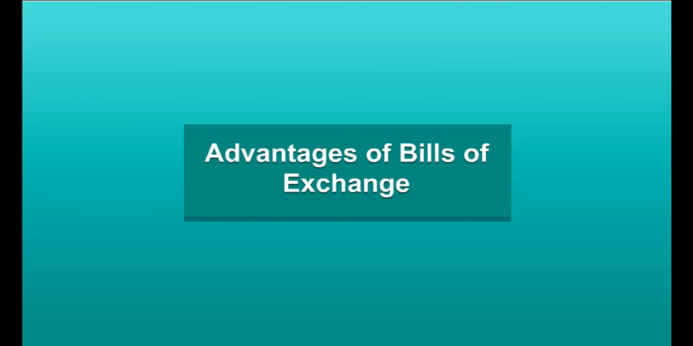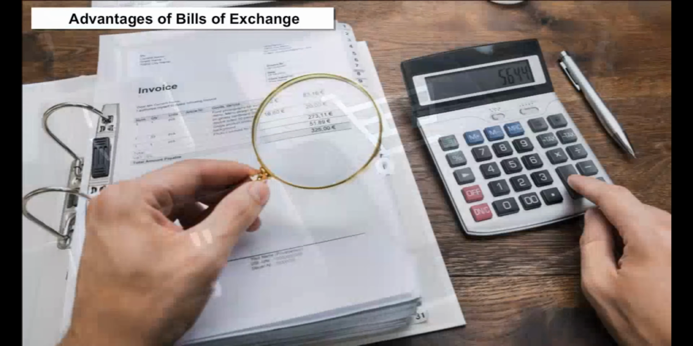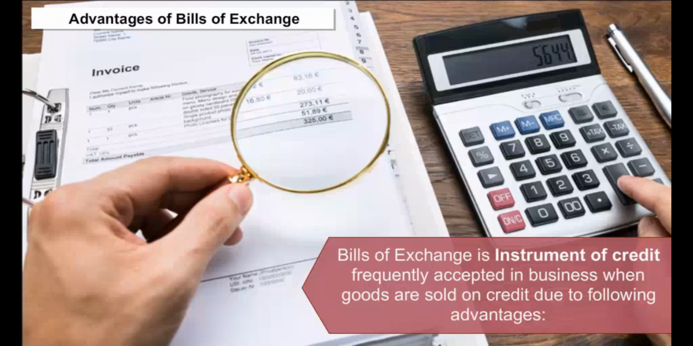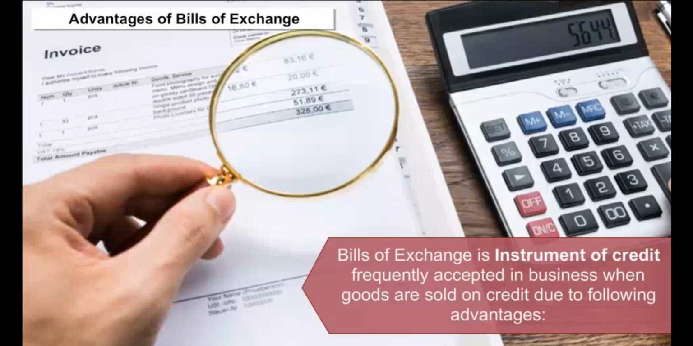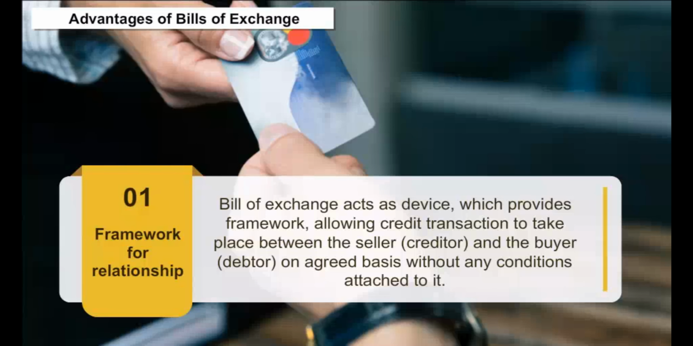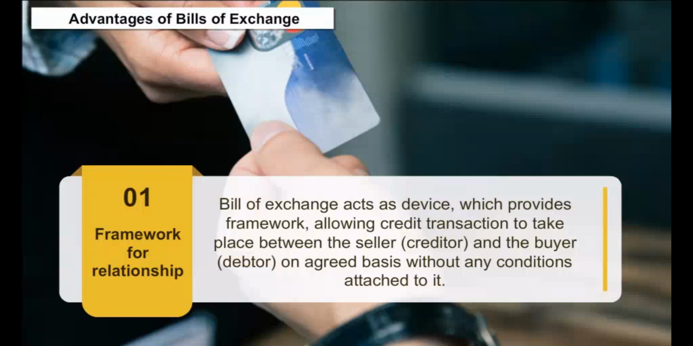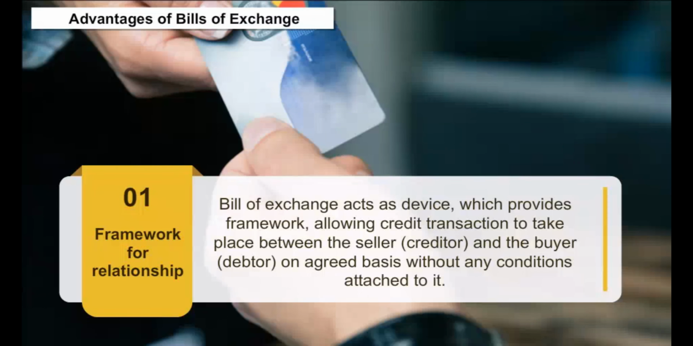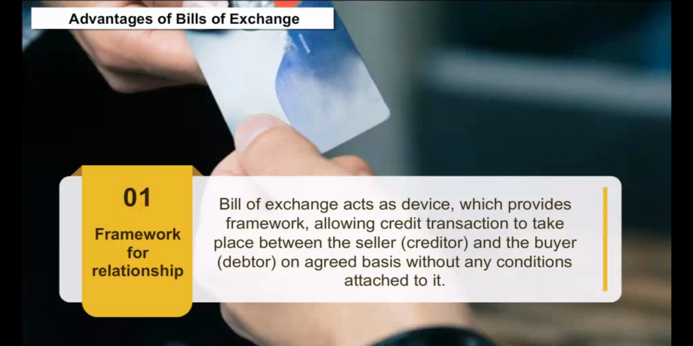Advantages of bills of exchange. Bills of exchange is an instrument of credit frequently accepted in businesses when goods are sold on credit due to the following advantages. One, framework for relationship. A bill of exchange acts as a device which provides a framework allowing credit transactions to take place between the seller, that is the creditor, and the buyer, that is the debtor, on an agreed basis without any conditions attached to it.